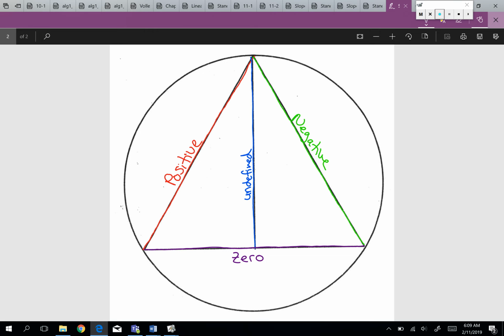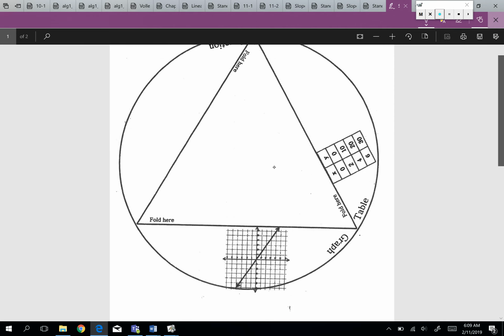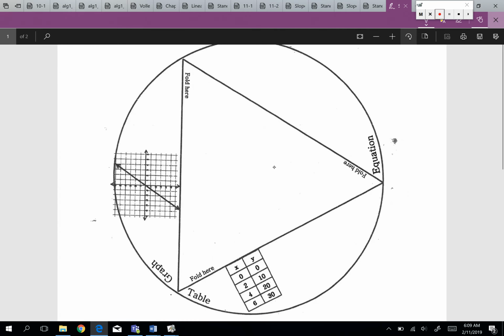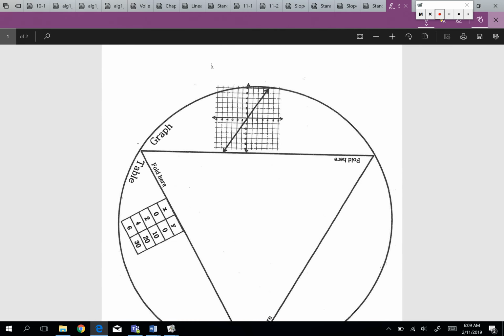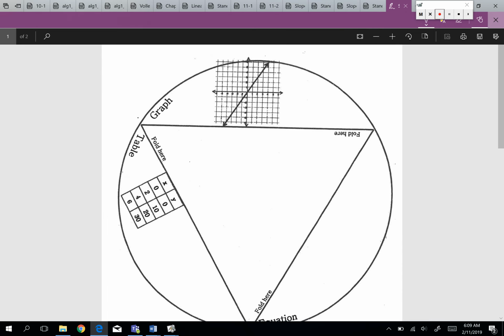Now we're going to explore, if you flip over your circle, now we're going to explore how to actually find slope. And we're going to do that 3 different ways. The first way we're going to start with, go ahead and rotate this a little bit here, is graphically. So go ahead and rotate your paper so the graph is up on top.